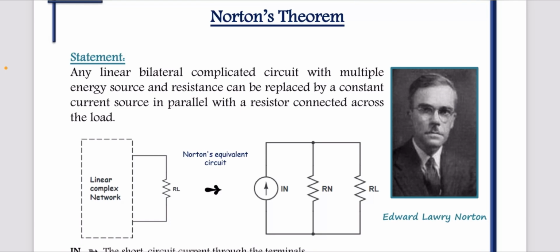Next one, coming to Norton's theorem. The statement of Norton's theorem is: any linear bilateral complicated circuit with multiple energy sources and resistances can be replaced by a constant current source in parallel with a resistor connected across the load. This was introduced by Edward Lawry Norton, and this is Norton's equivalent circuit when a linear complex network is connected to an RL.